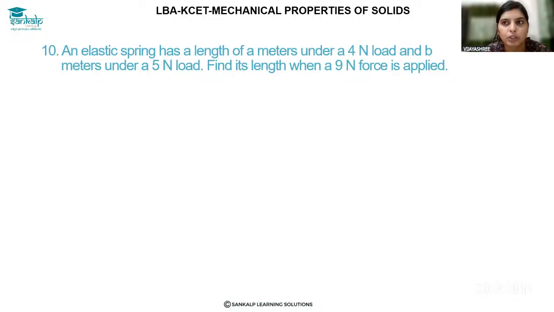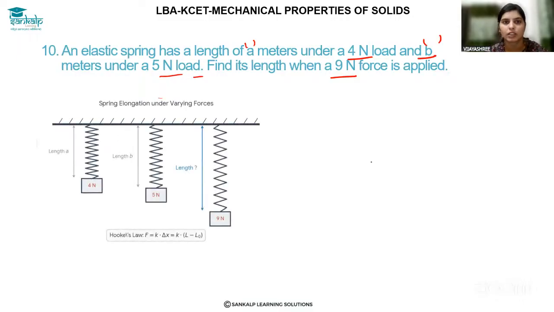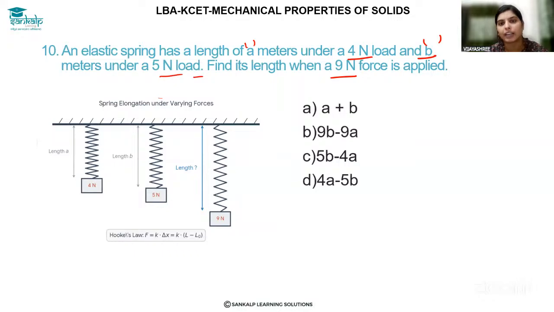Let us look at question number 10. An elastic spring has a length of A meters under a 4 Newton load and B meters under a 5 Newton load. Find its length when a 9 Newton force is applied. Options: option A, A plus B; option B, 9B minus 9A; option C, 5B minus 4A; and option D, 4A minus 5B.